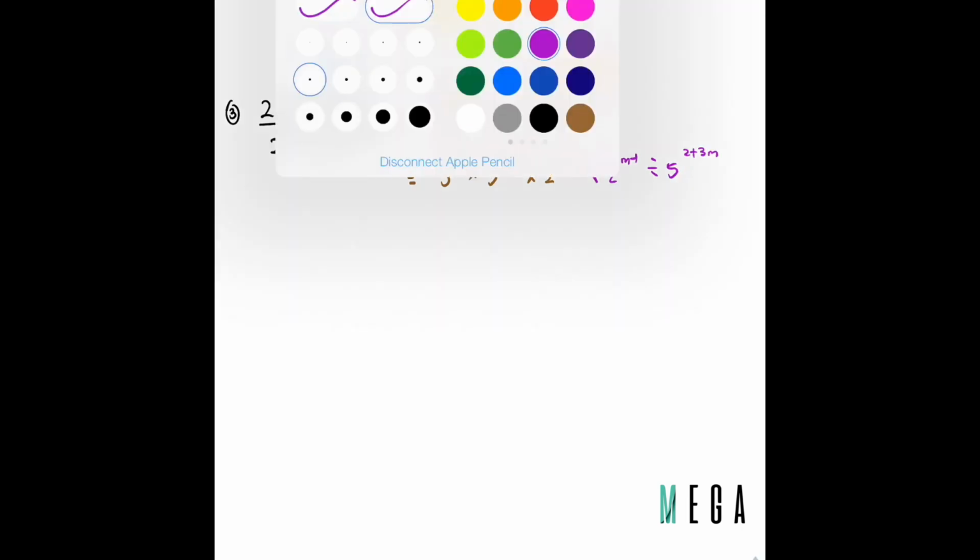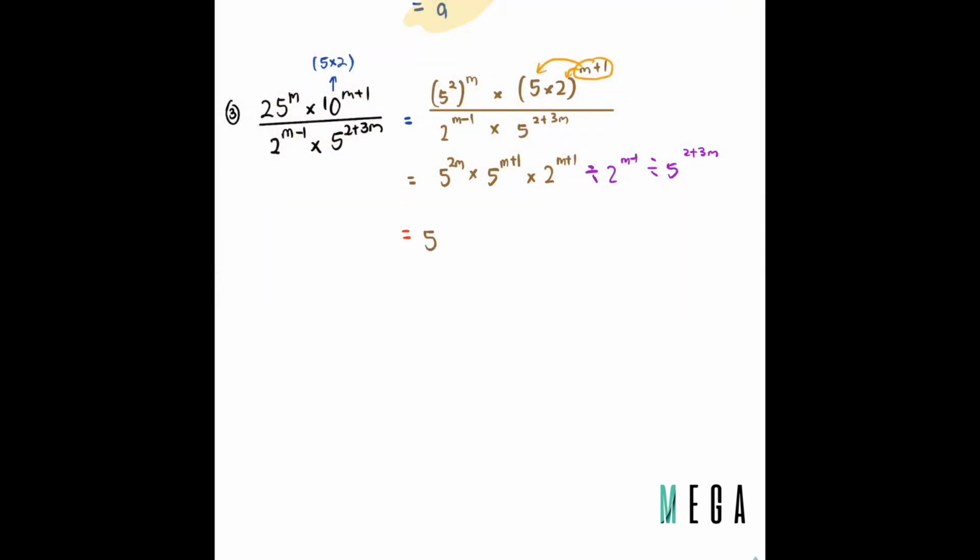So let's look at the base of 5 together. For the base of 5, it's basically 2m plus m and minus 3m. So I just write it as 2m plus m minus, because of the divide symbol here, minus 3m. And after that, let's look at the number together. Here is 0 and here is 1, and 1 divided by 2, which is 1 minus 2. So the answer will be plus 1 minus 2. There goes for the base of 5.